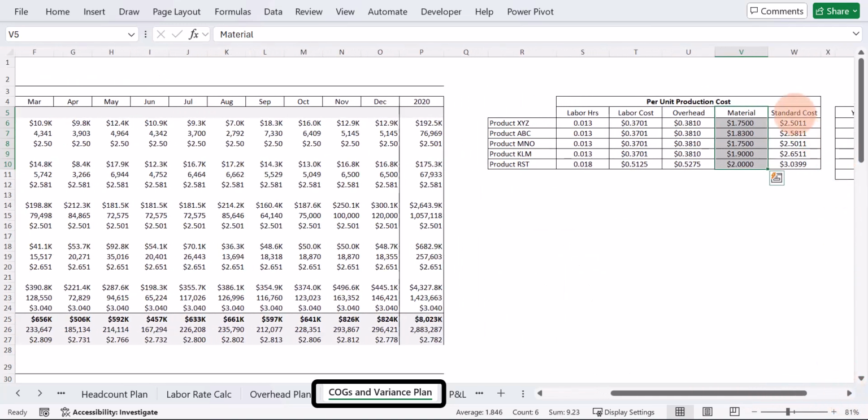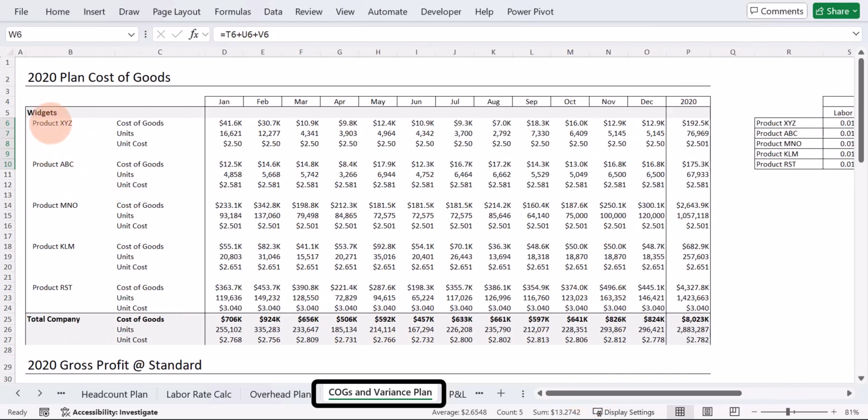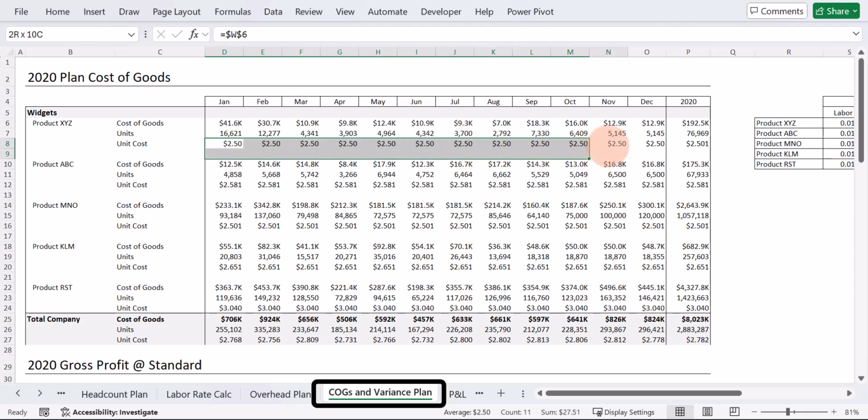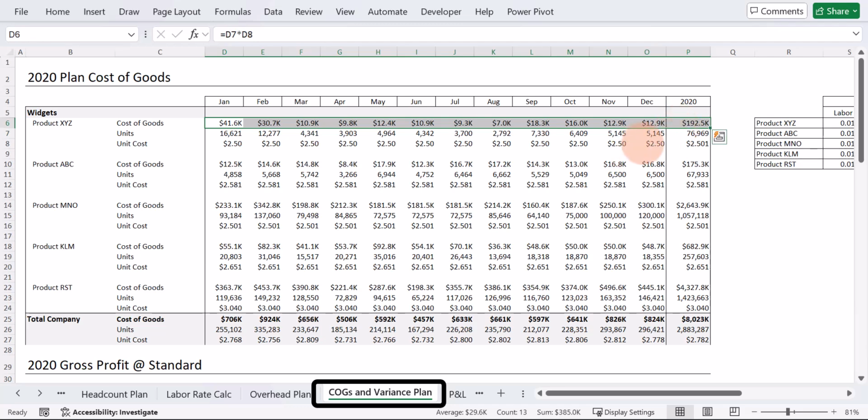Once again, over here, we summarize. We got our direct labor, which came from manufacturing engineering. We computed what the labor cost is going to be using our labor rate. And then we got our overhead costs. And then we have our material costs. And now over here, we have our standard costs or average costs, however you're going to be calculating them, that we're going to apply over here on this cost of goods plan. So this is just taking, for each product, the unit shipped times the unit cost to come up with what the cost of goods is for each one of these items.